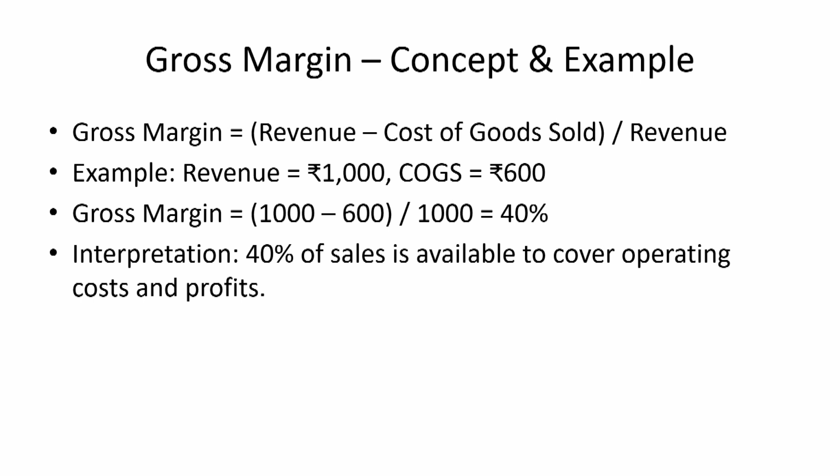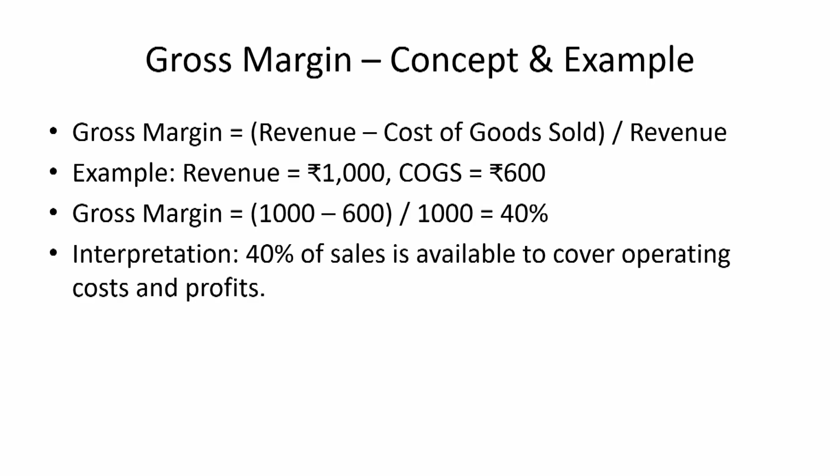Now, let us look at the formula of gross margin. It is revenue minus cost of goods sold, divided by revenue. Most of the time gross margin is calculated in percentage, so we multiply it by 100.